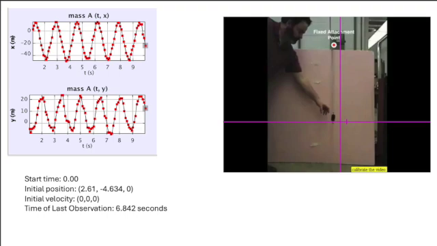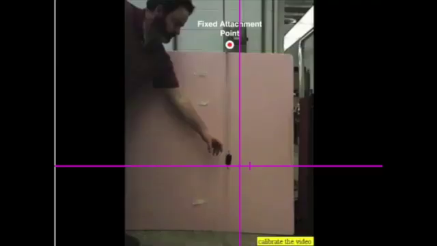This shows the graphs for the motion of the spring. The upper one is the x graph and the lower one is the y graph. The start time is 0. The initial position is also shown as 2.61, negative 4.634, and the initial velocity is 0. The time of the last observation was about 6.8 seconds.